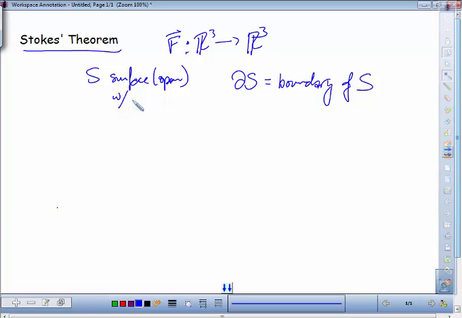And there's an orientation that's important here. So the surface has orientation, and so the boundary, therefore, also has orientation. We talked about the right-hand rule orientation for this, and we'll continue to talk a little bit more about this idea as we do more examples.